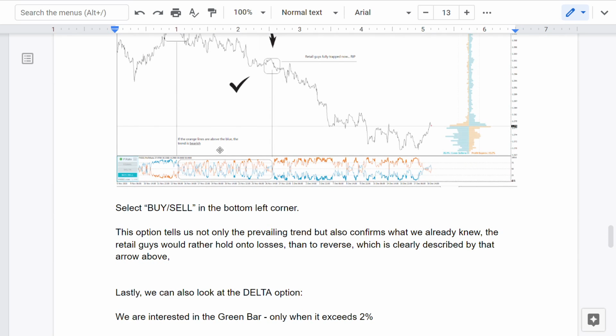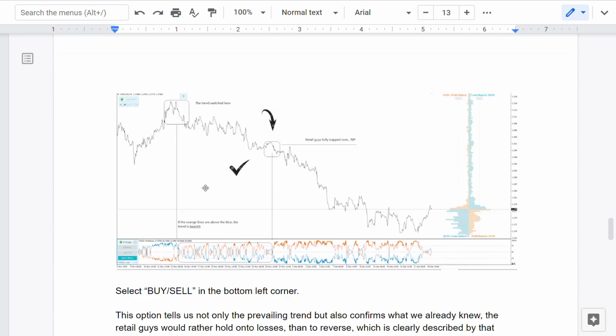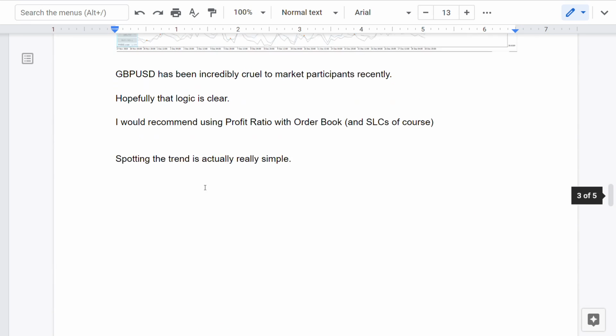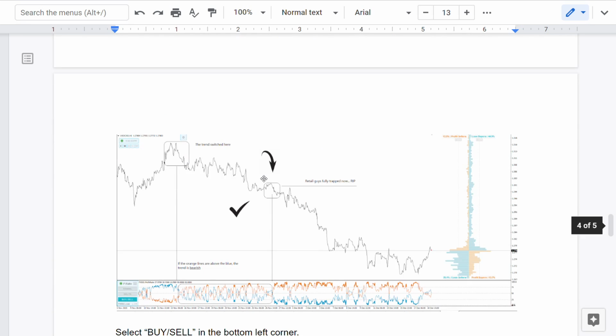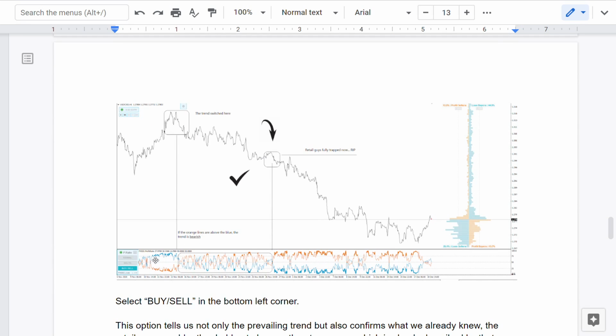And there's quite a cool thing about how to spot a trend as well. So spotting the trend is actually really simple. This is the dollar CAD. Whenever the blue line is above the orange, then we're in an uptrend. When the orange line is above the blue line, we're in a downtrend. At this point here, the dollar CAD switched the trend.